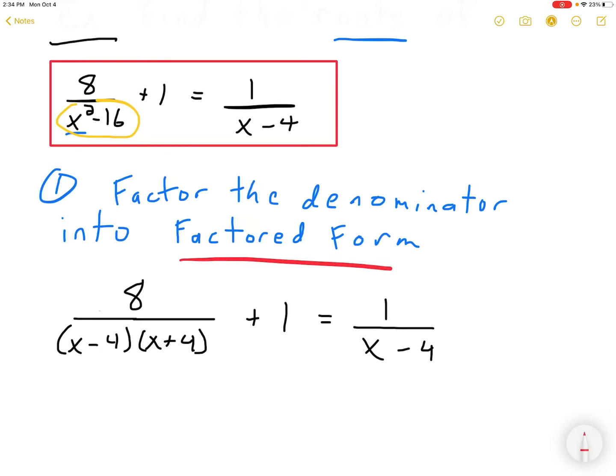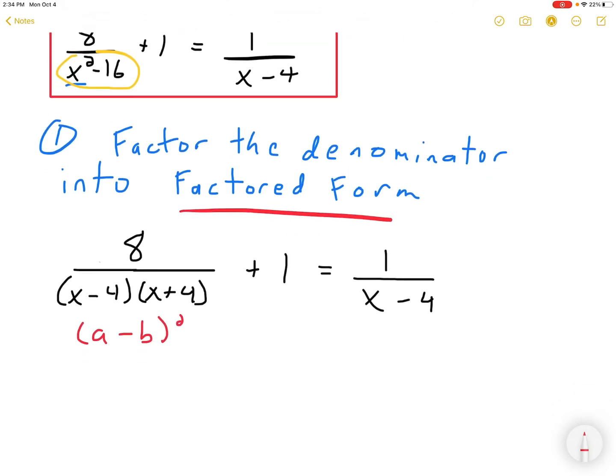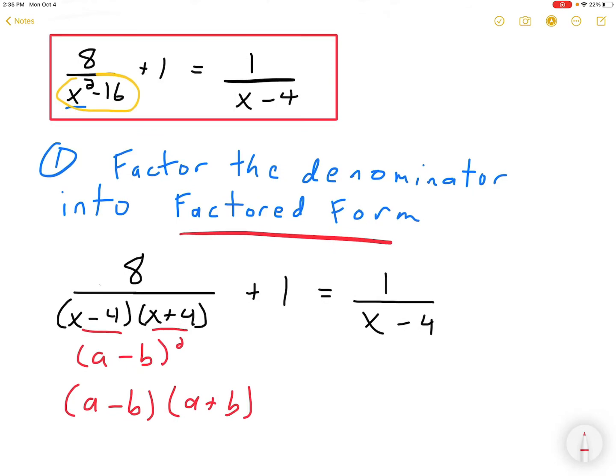And so here we have the factored form of x squared minus 16. Now remember, since this is a perfect square, you could use the difference of squares, so a squared minus b squared is going to be a minus b and then a plus b. And so we have the a minus b and a plus b form over here. So this is the first part. We've now converted the x squared minus 16 into a factored form of x minus 4 and x plus 4.